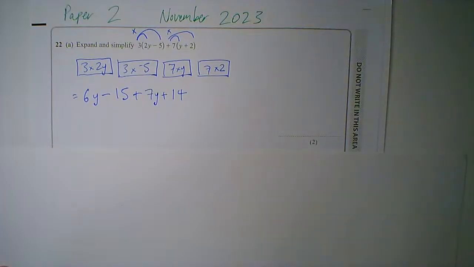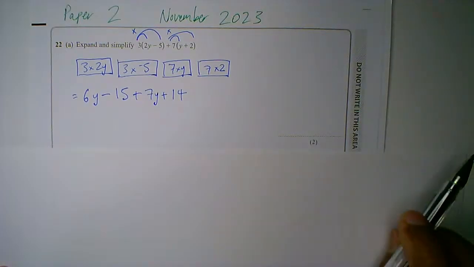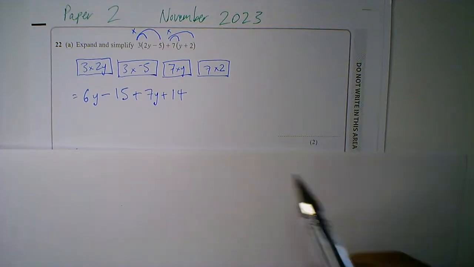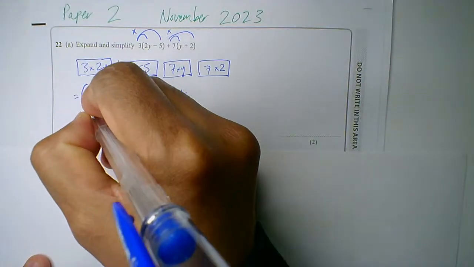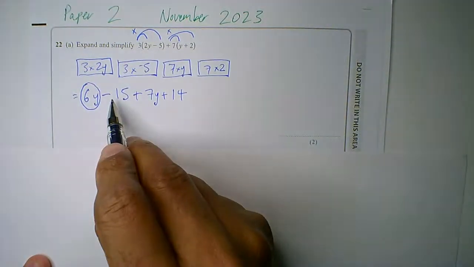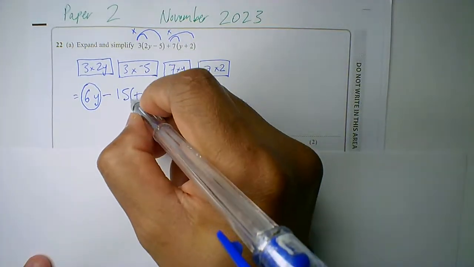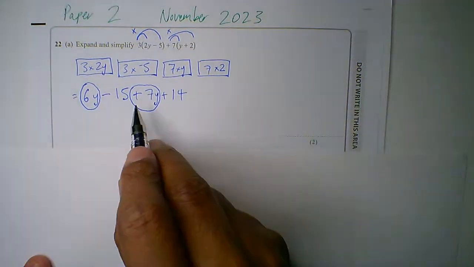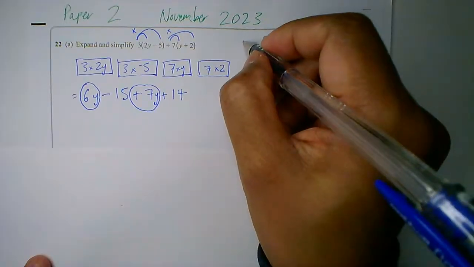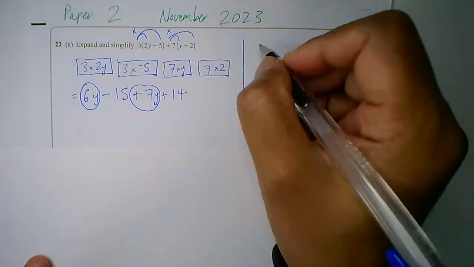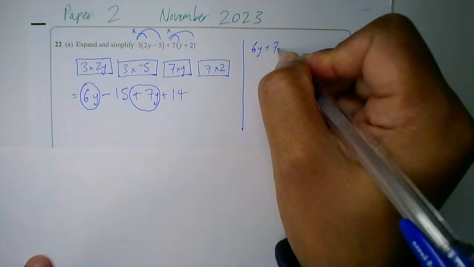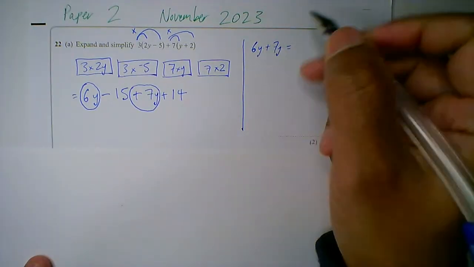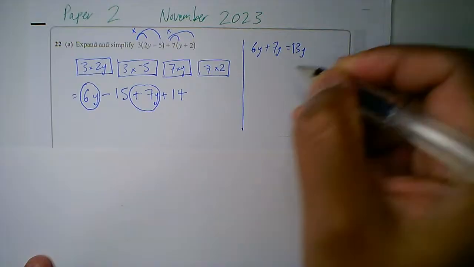And just like the previous questions, I'm now going to be looking for the like terms. So I can see I've got the y term here, 6y. This is minus 15, a number. This is 7y. Okay, notice I'm including the sign as well. And this is a number term. So now I can do 6y plus 7y. You don't have to write the y's, but I've written it. 6 plus 7 is 13. So it's 13y.